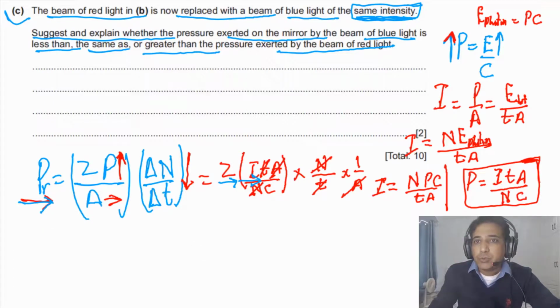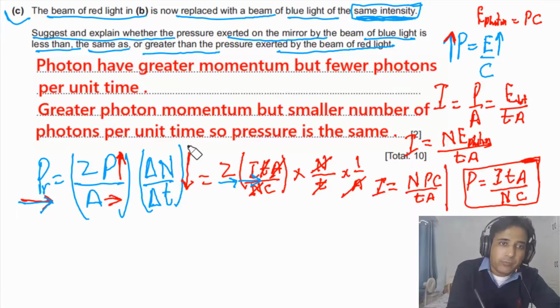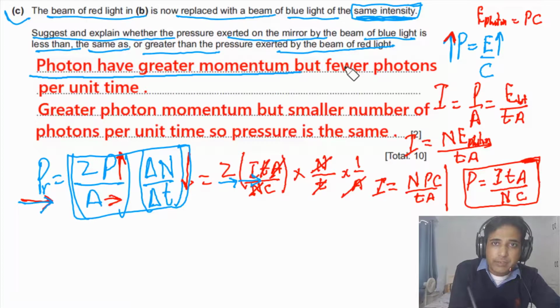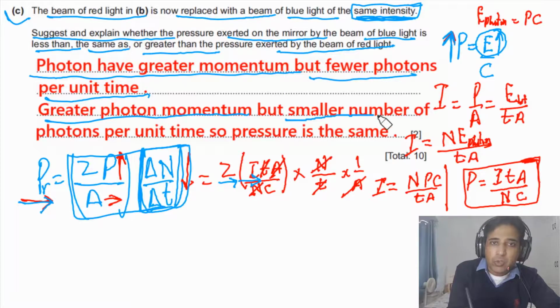Now let me show you the answer, how you can write down your answer. In your answer, you can write down these points as I explained with the help of this equation. So simply we can say photons have greater momentum. As energy of each photon increases, its momentum increases, but there are fewer photons per unit time. So this means delta n by delta t, this one decreases. Greater photon momentum but smaller number of photons per unit time, so pressure is the same.